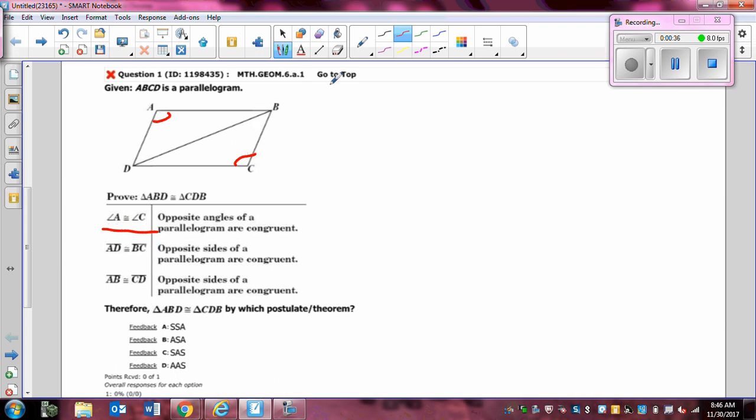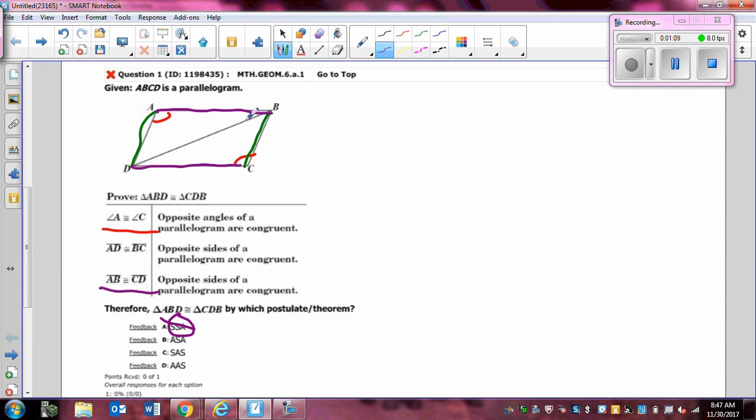AD is congruent to BC, and AB is congruent to CD. And they're asking us, why are they congruent? Is it SSA, ASA, SAS, or AAS? And remember, this one is ASS. There's no bad words in geometry, so this one is not okay for proving triangles are congruent.